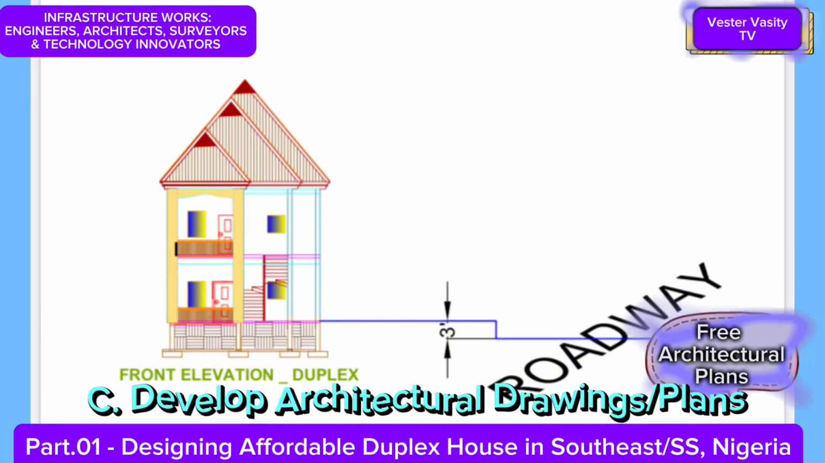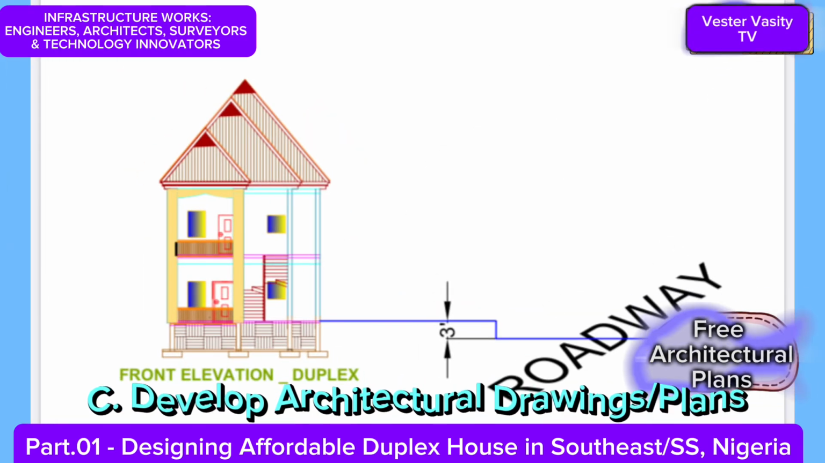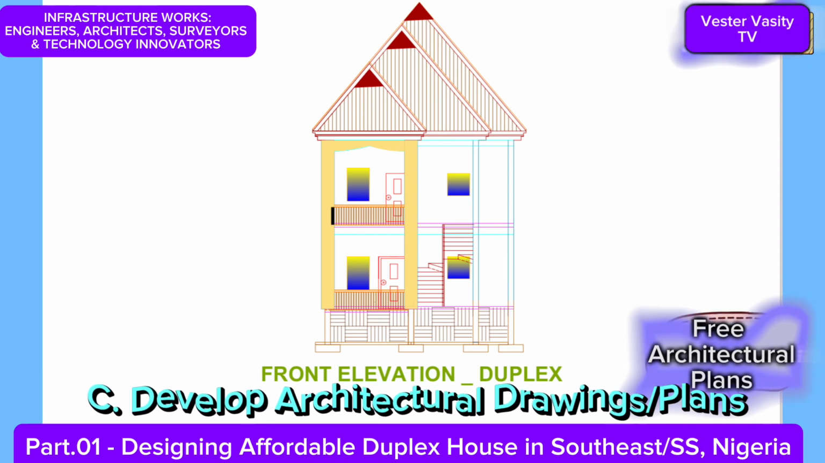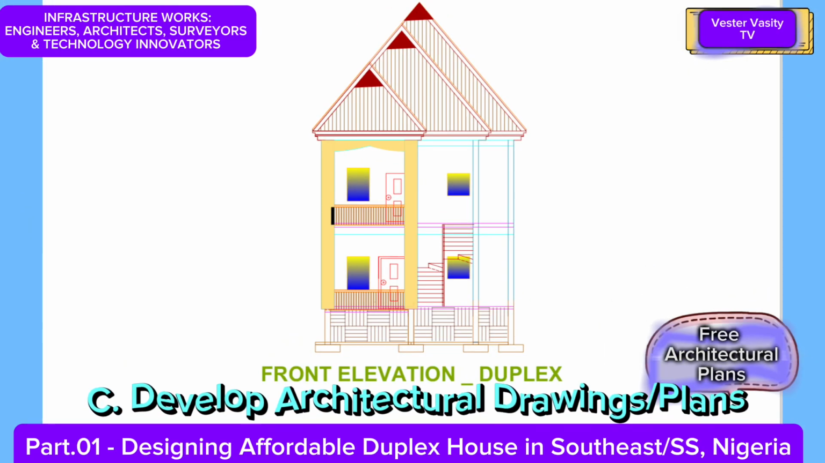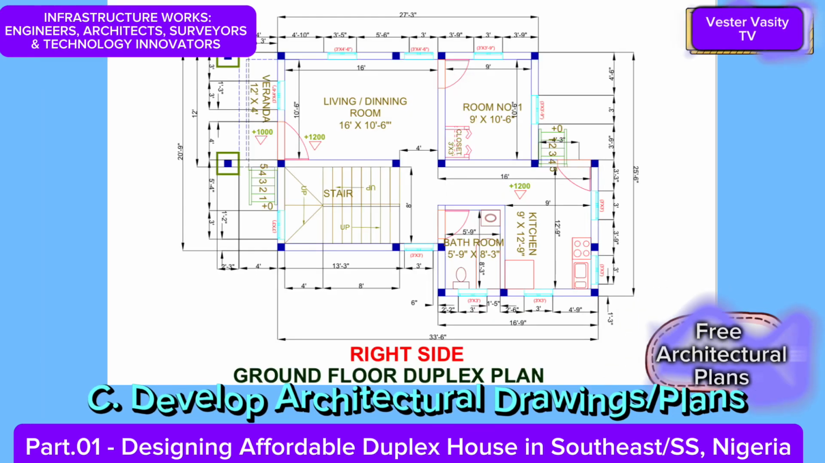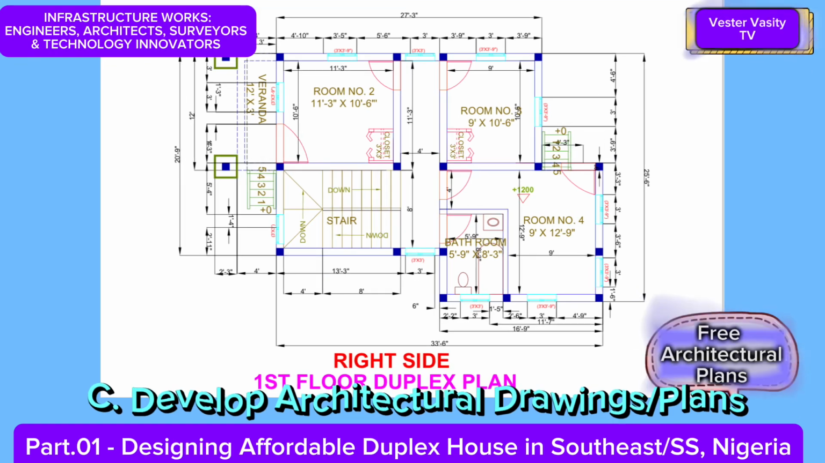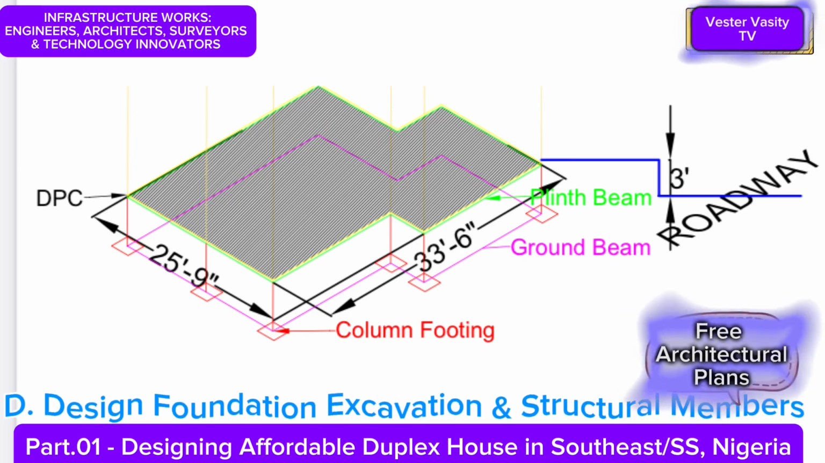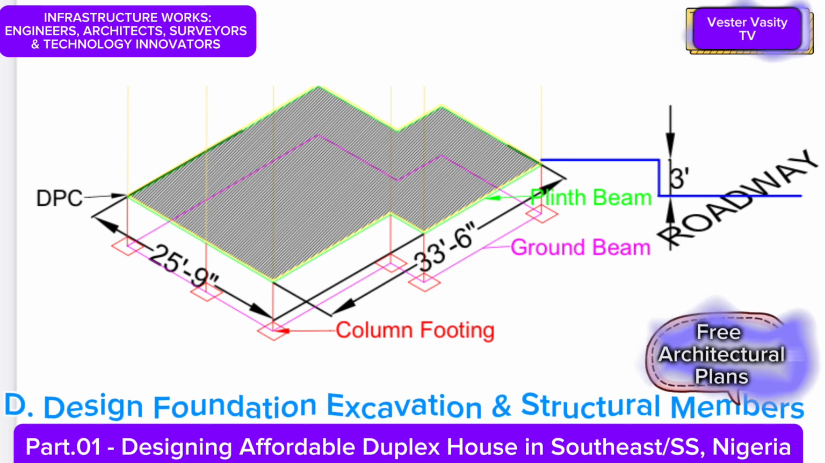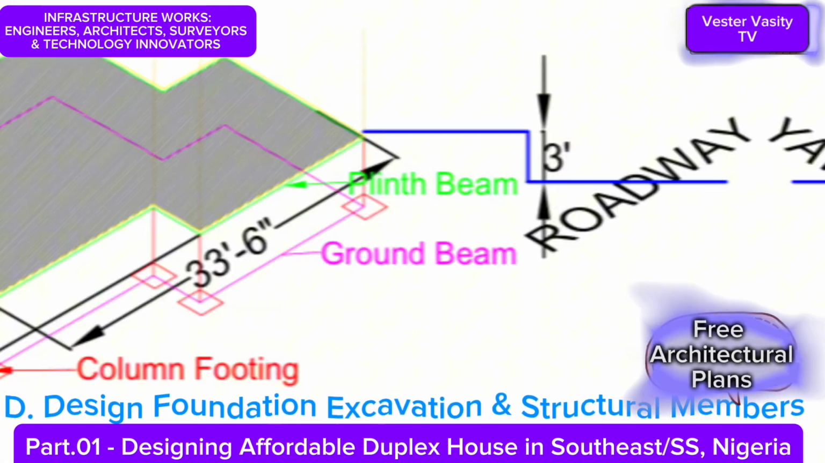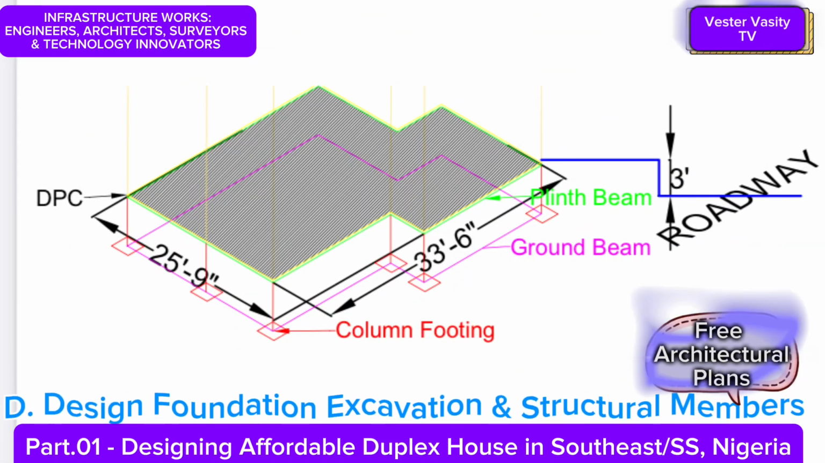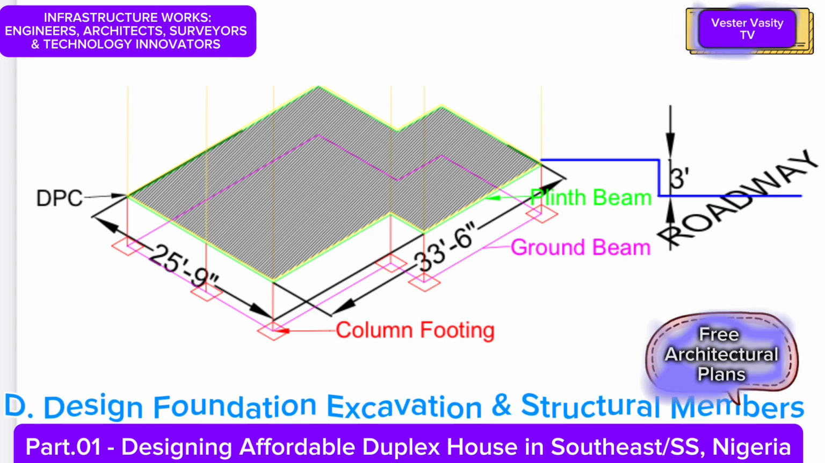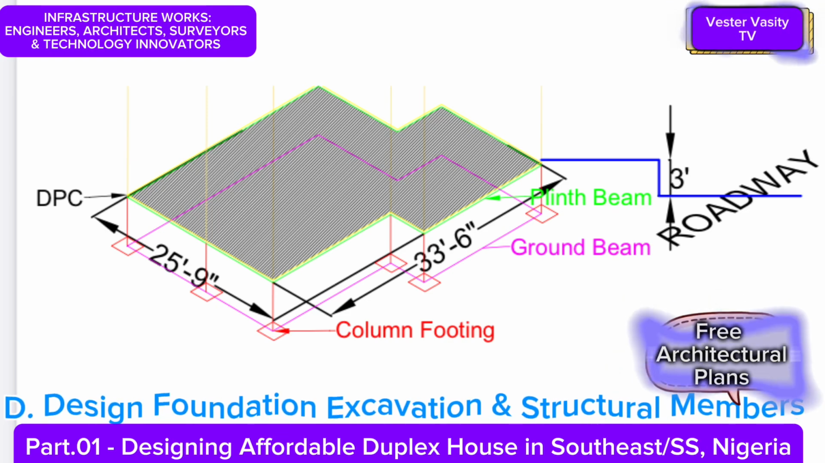Third, you need to hire an architect or an engineer to produce architectural drawings for the duplex house from the survey map. And you are currently looking at some of the architectural drawings of the duplex house produced by an architect. Fourth, you need to hire a structural engineer to design how the foundation should be excavated and supported during construction, and to design the 13 structural members required to keep the duplex house structurally adequate and secure.